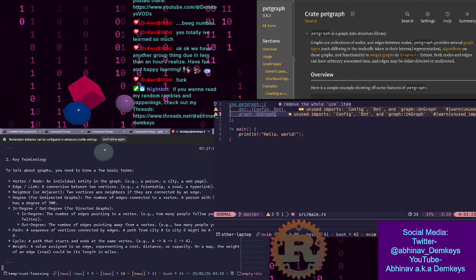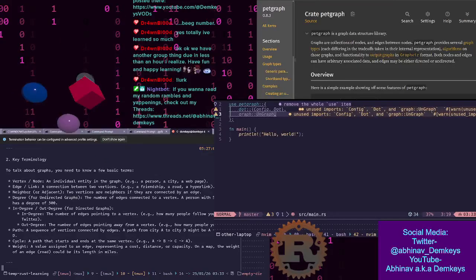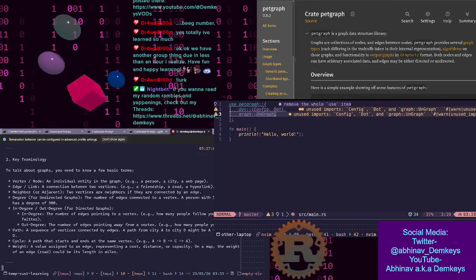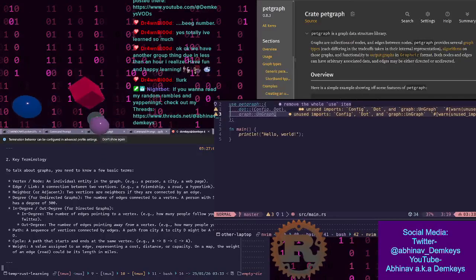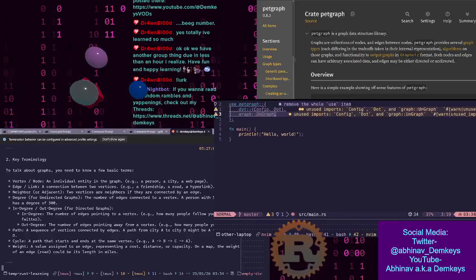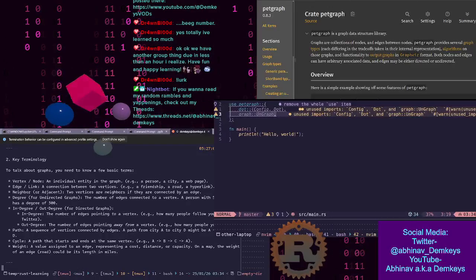In degree, out degree. In degree, the number of edges pointing to a vertex. Example, how many people follow you on Twitter? And then out degree, the number of edges pointing away from a vertex. Example, how many people you follow.